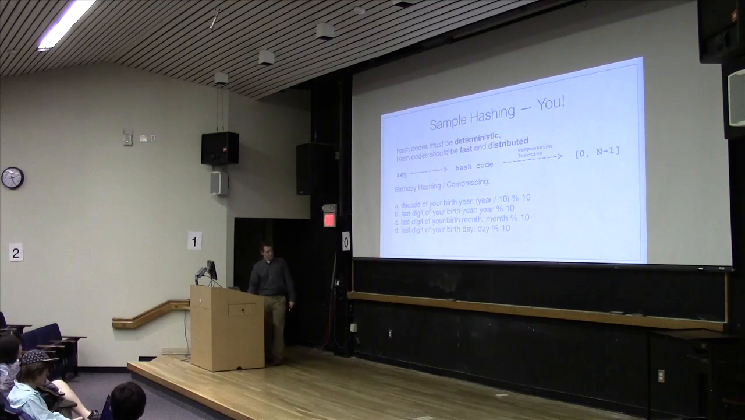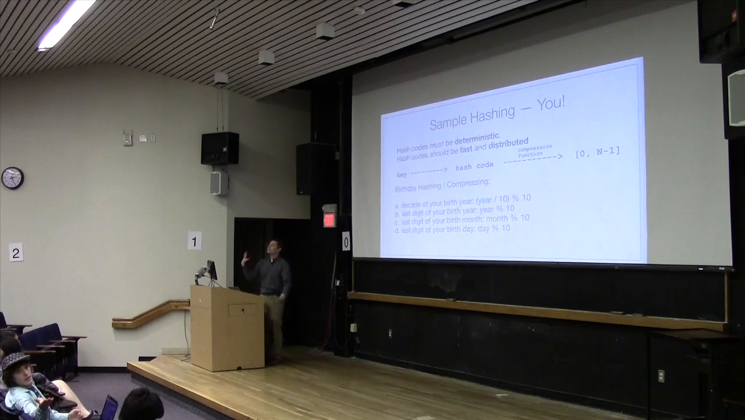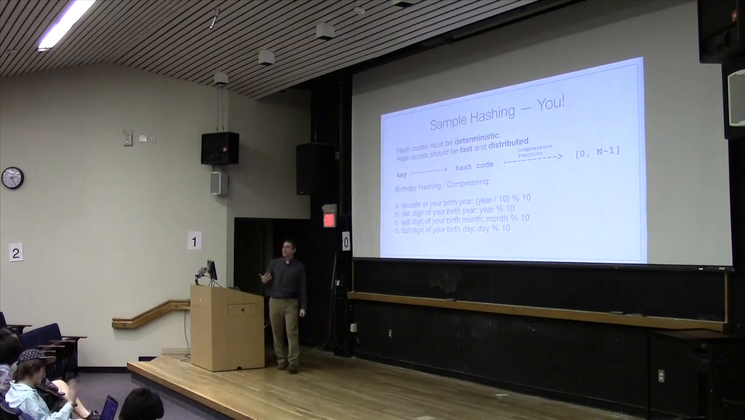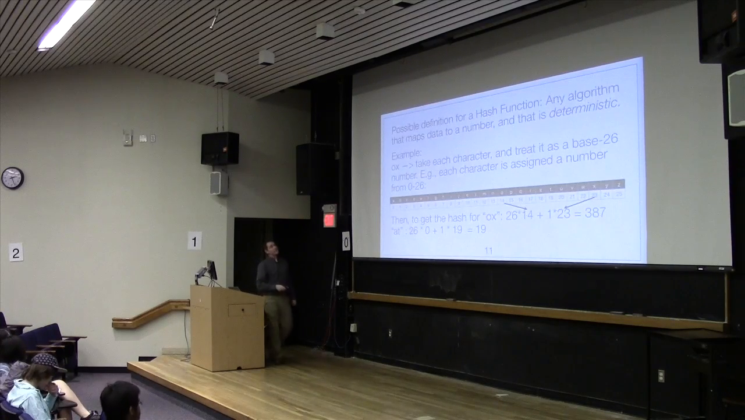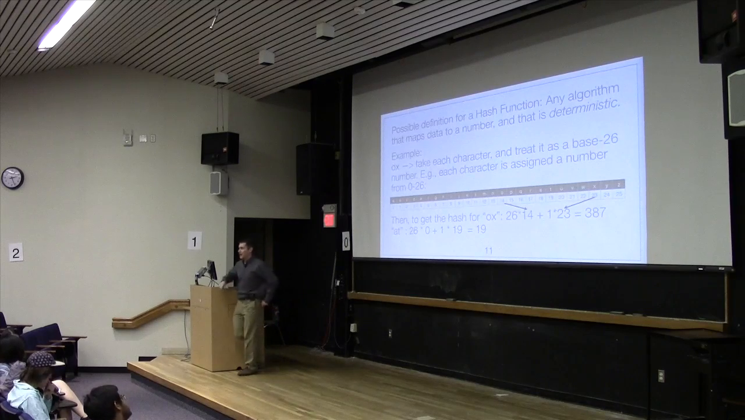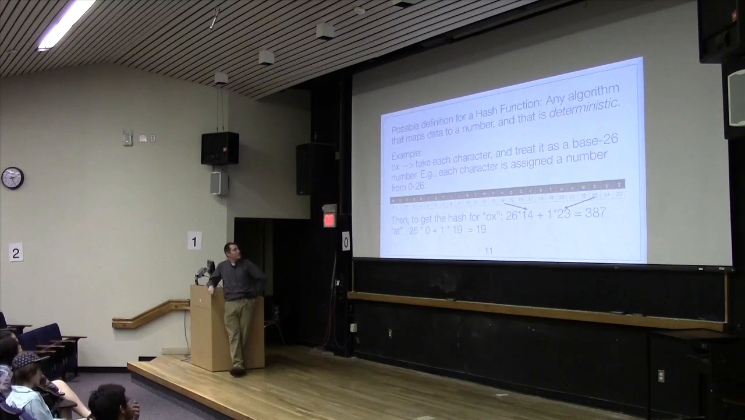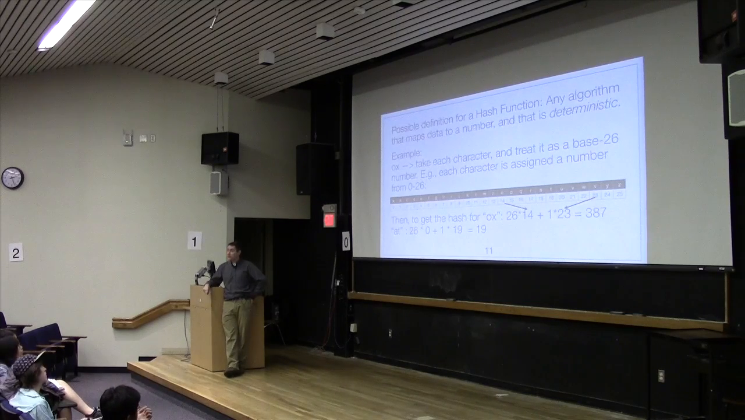Okay, so now you kind of have a basic idea of what hashing actually is. Now you've seen it on your own birthdays. Let's get into a couple more details here. Here is a possible definition for a hash function. Any algorithm that maps data to a number that is deterministic, which you just saw, right? We mapped your birthdays in this case to numbers that are deterministic.